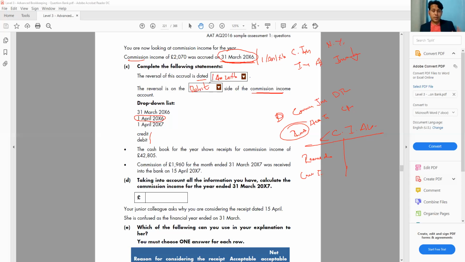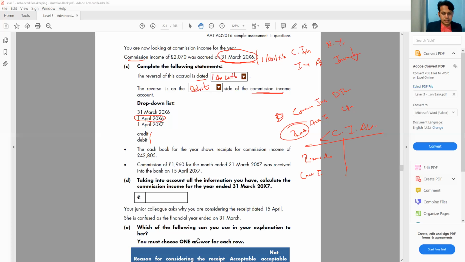Yeah, so remember for this year, I said commission income credit and accrued commission income debit. But next year, as soon as this becomes a reversal, I do the completely opposite. I need to reduce the income for the next year because this income I already showed in the previous year. All right, so let's move on to the next one.